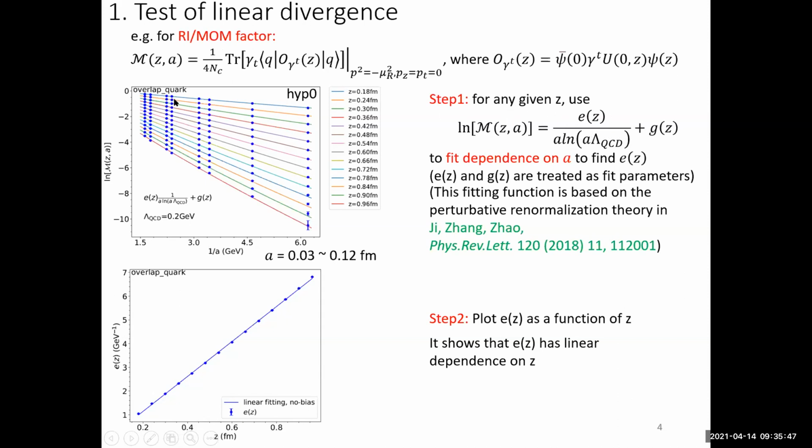For each z, we just fit the dependence on a, and we will treat E_z and G_z as fitted parameters. And you can see that for each z, you can really see the 1/a dependence. We can also use this function to have a reasonable fit. Then we can get E_z after the fit, and we can plot E_z as a function of z. It shows that E_z has a linear dependence on z. So both the 1/a dependence and linear z dependence have been tested.